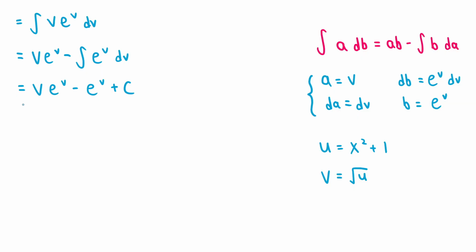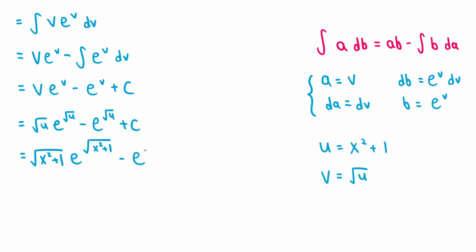Since v equals the square root of u, the expression we have right now is just equal to the square root of u times e to the power of the square root of u minus e to the power of the square root of u plus c. So I'm just substituting the square root of u whenever there is a v in the expression. If we substitute x squared plus 1 back into the expression for u, the expression becomes the square root of x squared plus 1 times e to the power of the square root of x squared plus 1 minus e to the power of the square root of x squared plus 1 plus c.